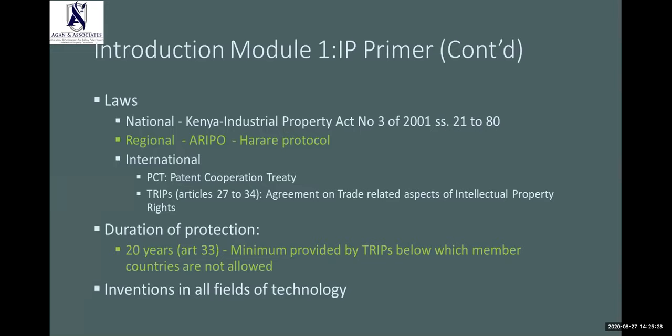Now, inventions for which patent is granted come from all fields of technology. And when we say all fields of technology, that's really what we mean. Whether it is in electronics, engineering, the built environment, automotives, biotech, et cetera, all fields of technology.